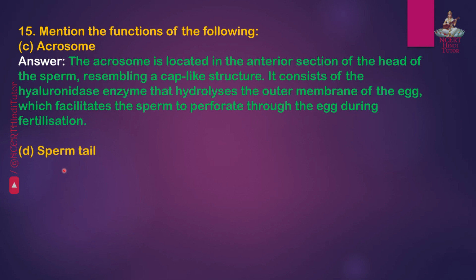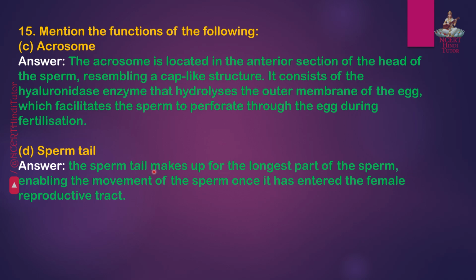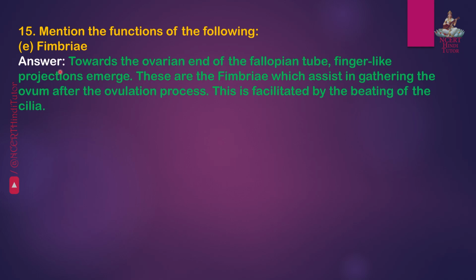D. Sperm tail. Answer. The sperm tail makes up for the longest part of the sperm, enabling the movement of the sperm once it has entered the female reproductive tract. E. Fimbriae. Answer. Towards the ovarian end of the fallopian tube, finger-like projections emerge. These are the fimbriae which assist in gathering the ovum after the ovulation process. This is facilitated by the beating of the cilia.